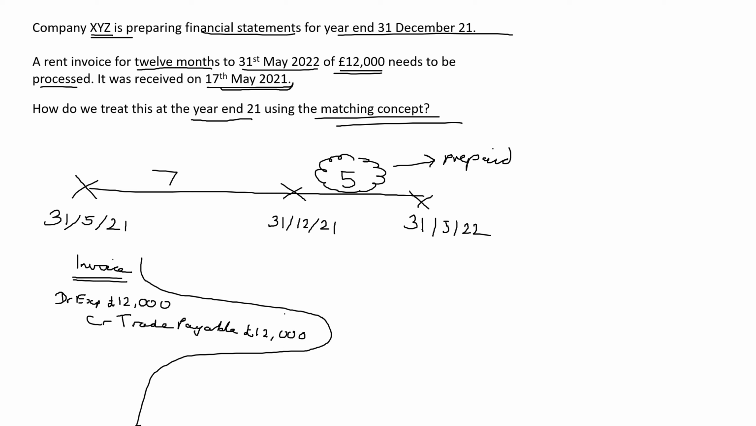Okay, so we got the invoice, we dealt with that, but what's the issue? Well, a portion of it relates to next year. So we have to adjust the expense amount. Because remember, expense is to do with the period it relates to. Okay, so what part relates to 21 is the 7. It's the 7 here. Okay, now what's the prepayment going to be?